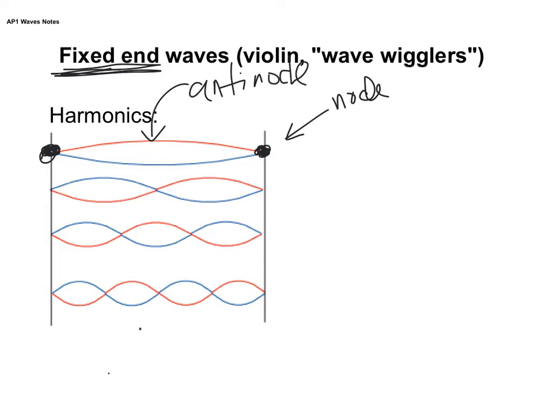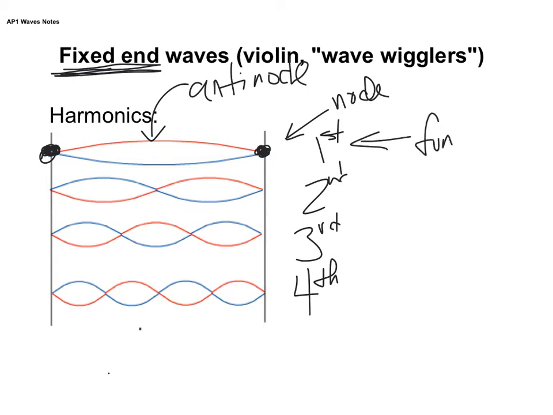So I have here several different harmonics. This is our first harmonic, this is our second harmonic, this is our third harmonic, and this is our fourth harmonic. If you remember from the previous video, the harmonics are the possible standing waves that we can generate in our medium. Our harmonics, though, are always integer multiples of our fundamental frequency. So this first harmonic, that's our fundamental.